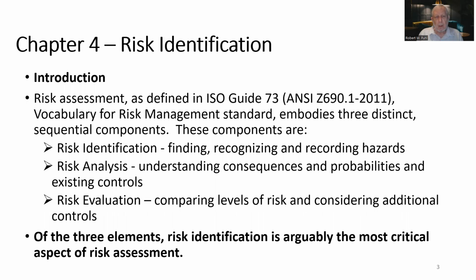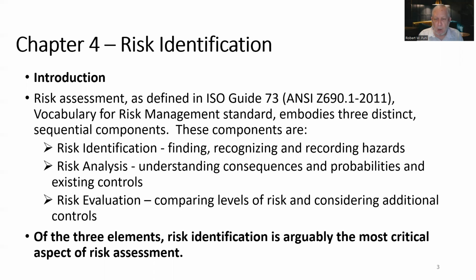So risk assessment embodies 3 distinct sequential components: risk identification, finding, recognizing, and recording hazards. That's what I'm going to talk about in this chapter. Risk analysis, understanding consequences and probabilities and existing controls. That's the next chapter. And risk evaluation, comparing levels of risk and considering additional controls. And again, these 3 elements are all under risk assessment.